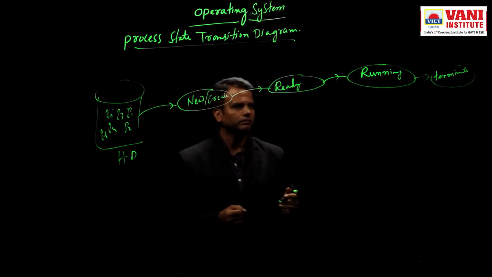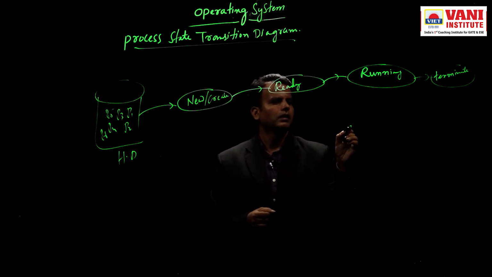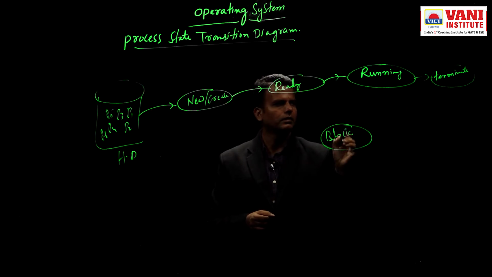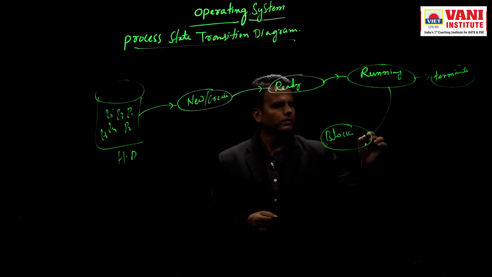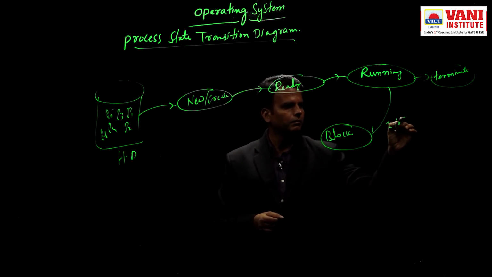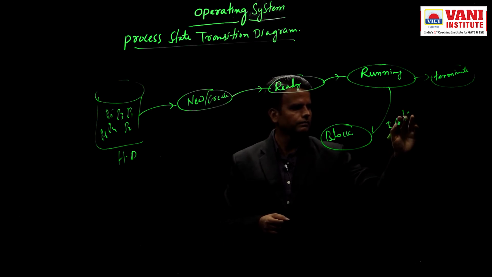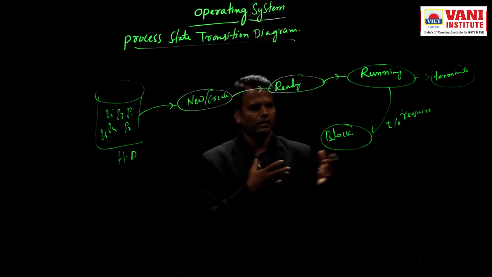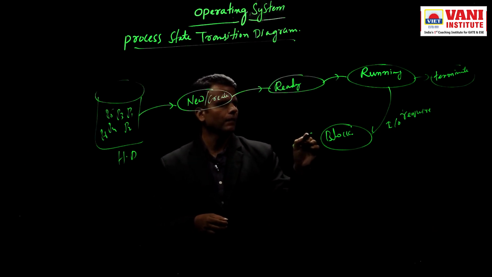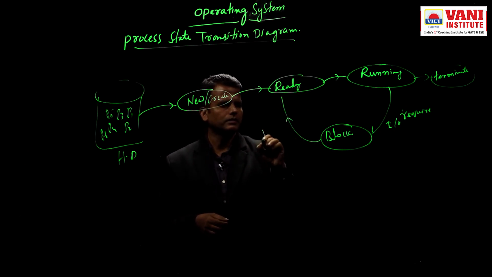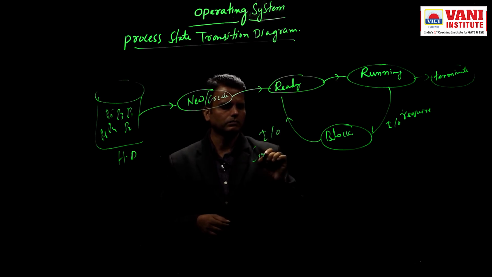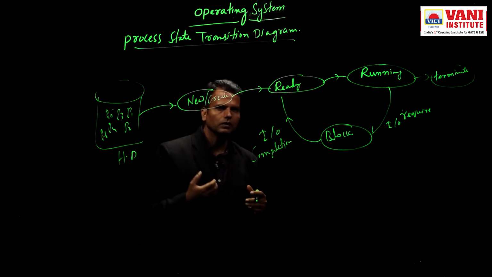Now let's see the block or IO state. Whenever a process requires IO, it will get blocked. We'll see this once again after designing all these things. First, let me design this IO completion. So let's see.